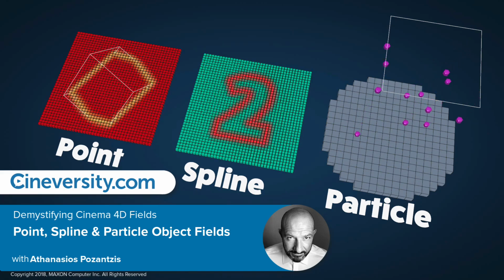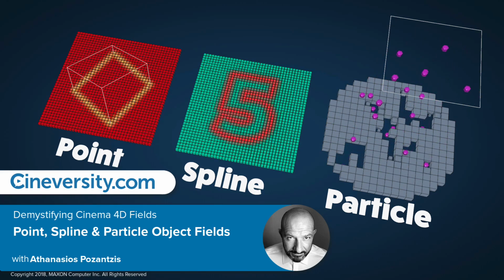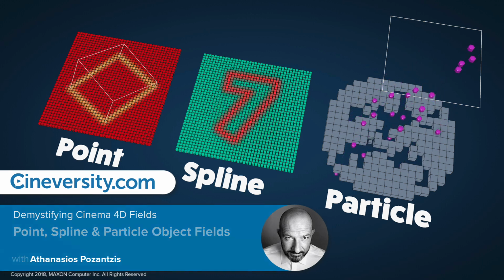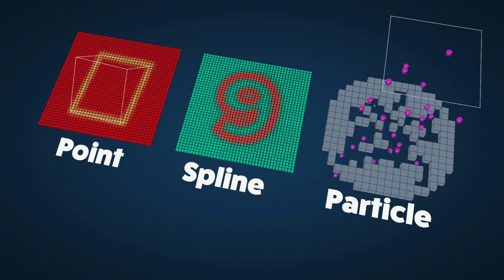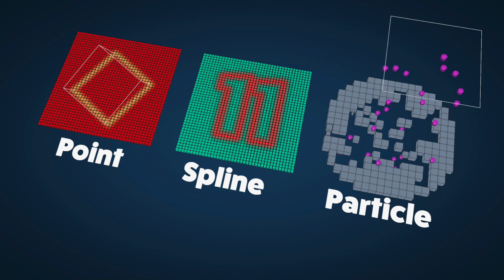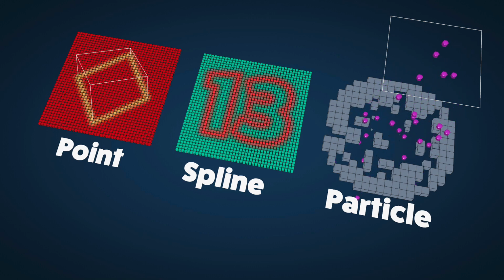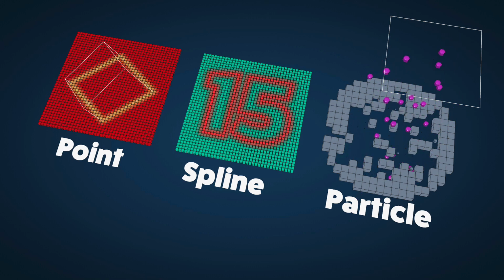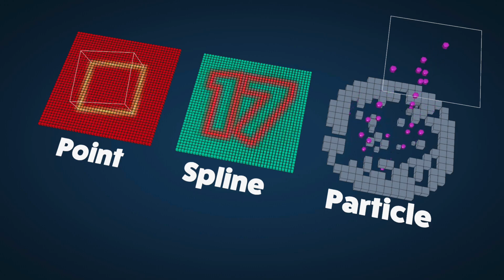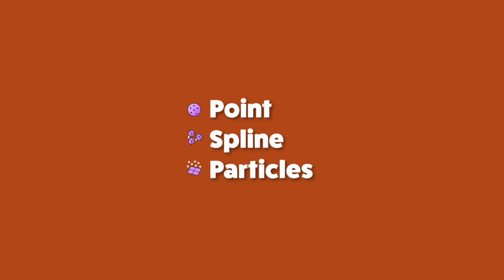Fields can read data from a large number of different objects, including objects made of points, polygons, and particles. Among them are mesh objects, generated objects, editable and procedural splines, standard particles, and thinking particles. In this video, we will see how the point object, the spline object, and the particle object fields work.